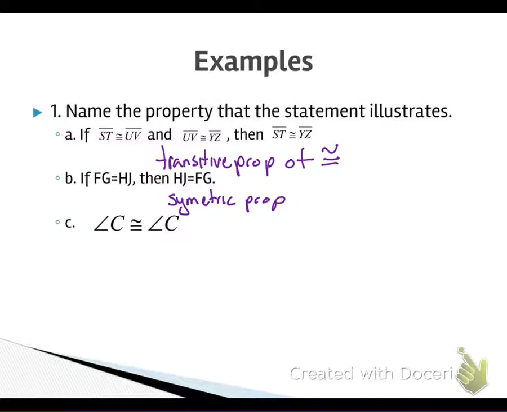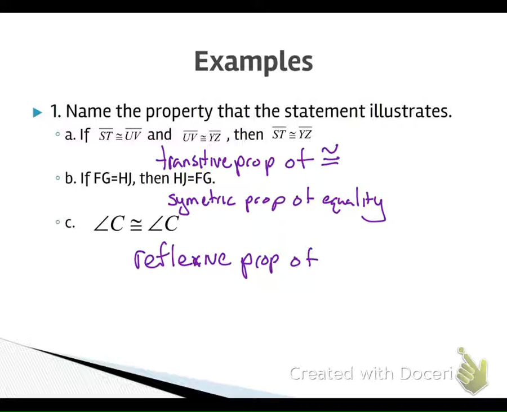Property of equality. Can you see there's equal signs? And then our last one, you see angle C is congruent to angle C. Yep, reflexive. Property of not equality, congruence. There's none on my paper.